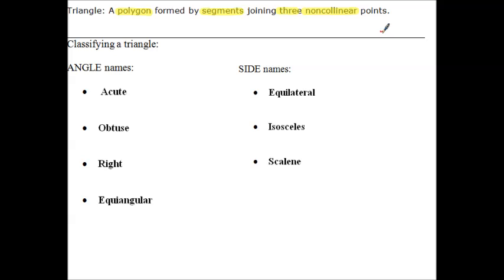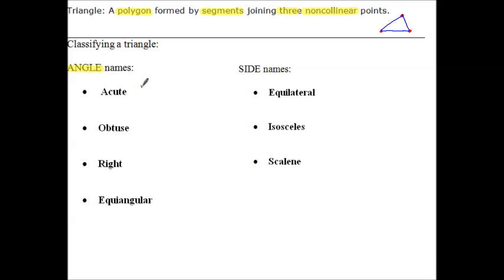But as soon as one of the points is a little bit off, and it doesn't even have to be as much as I'm showing here, and you're joining these 3 points, here goes your triangle. We can classify triangles 2 different ways: by the angle names.